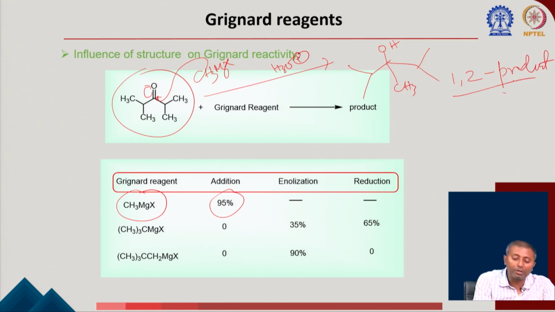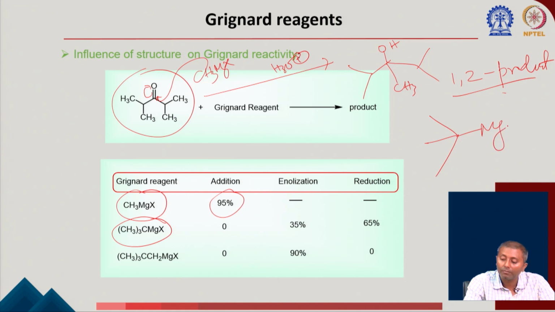Now what is happening once you go for a tertiary? Here you are seeing 35% enolization and 65% reduction happening. Again, you can see in these cases, once you have this bulky Grignard and this ketone is also bulkier, there is this proton, and this proton can be abstracted easily by this, so it can act as a base.